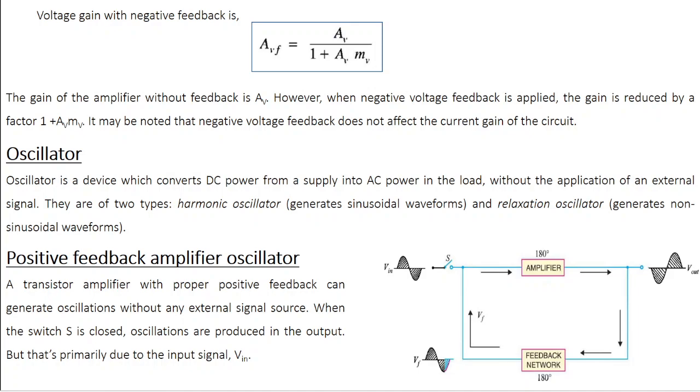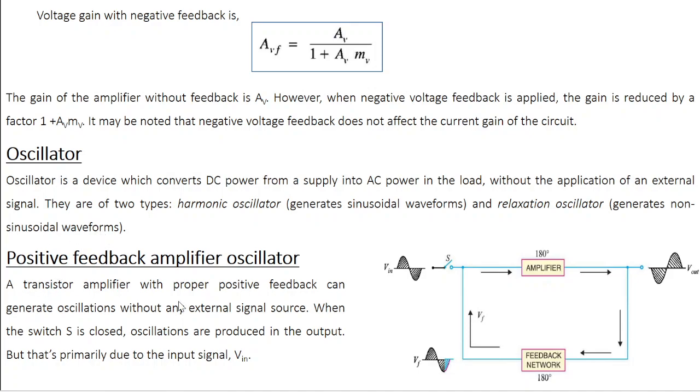As I said before, even though positive feedback is seldom employed in amplification applications, it has another important utility, that is oscillators. An oscillator is a device which converts DC power from a supply into AC power in the load without the application of an external signal. So basically it converts DC into AC. There are two fundamental types of oscillators. One is the harmonic oscillator, which generates sinusoidal waveforms. And the other is the relaxation oscillator, which generates non-sinusoidal waveforms.